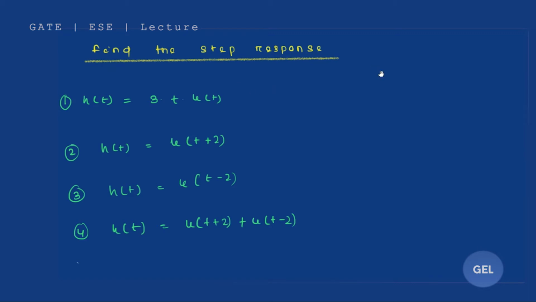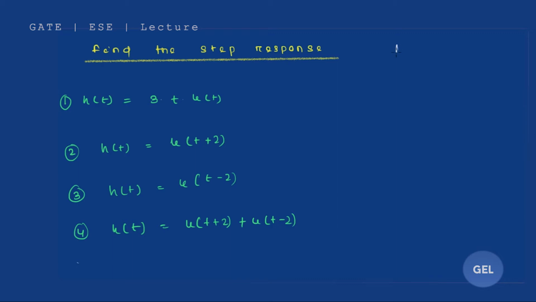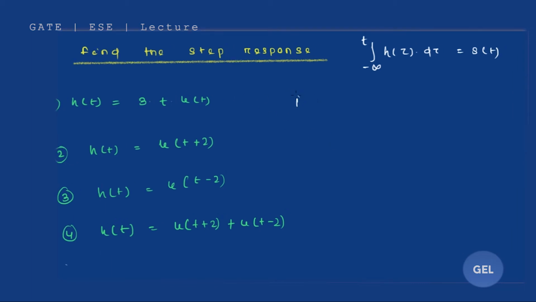We know the step response का हम लोगों ने formula निकाला था. What was the formula? The integral of h of tau d tau, integration from minus infinity to t. So this is your unit step response. This is what we got in our previous video lecture. Yes or no?